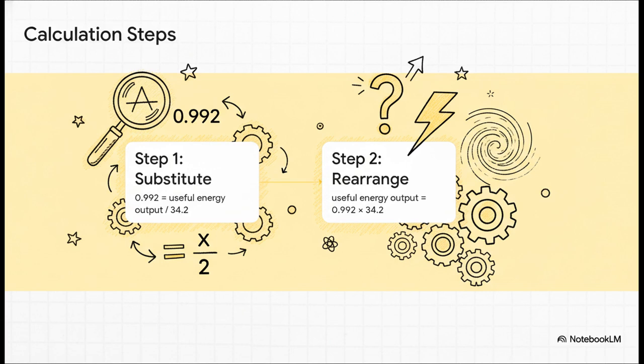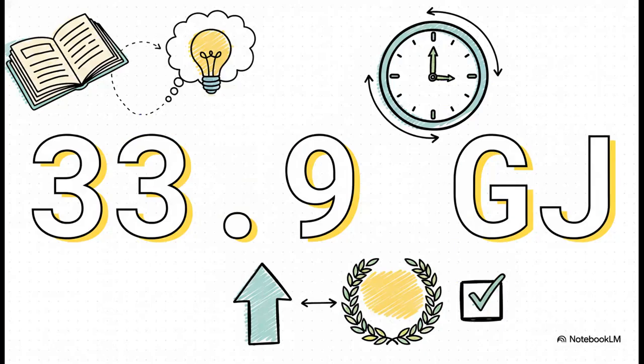Step 1 is substitution. Pop the numbers you know into the equation you just wrote down. Step 2 is rearrangement, a simple multiplication to get useful energy output all by itself. Showing these 2 steps clearly is absolutely key. And the final answer is 33.9 gigajoules. And just like that, we have worked through every single part of question 1. That's all 10 marks in the bag.